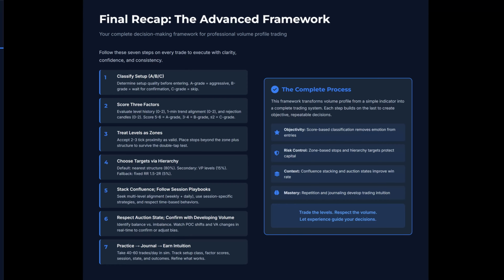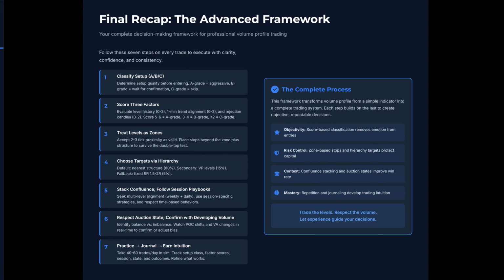Before taking any trade, identify whether the market is in balance or imbalance. Use volume profile to read auction state. If you see a migrating POC, that's imbalance. The POC is moving directionally, leaving low volume nodes behind. Value areas are shifting. Don't fade this. Trade with the move. Use pullbacks to broken levels or new high volume nodes as continuation entries.